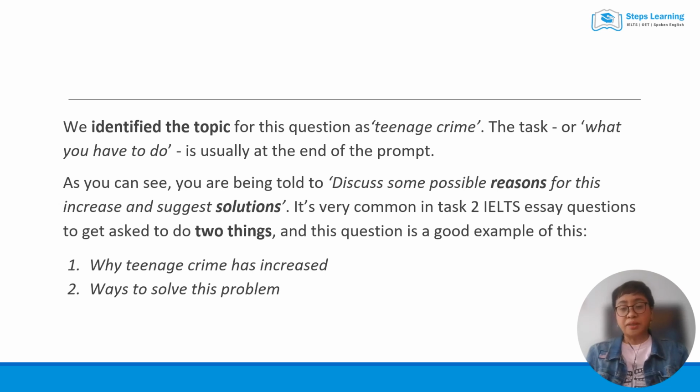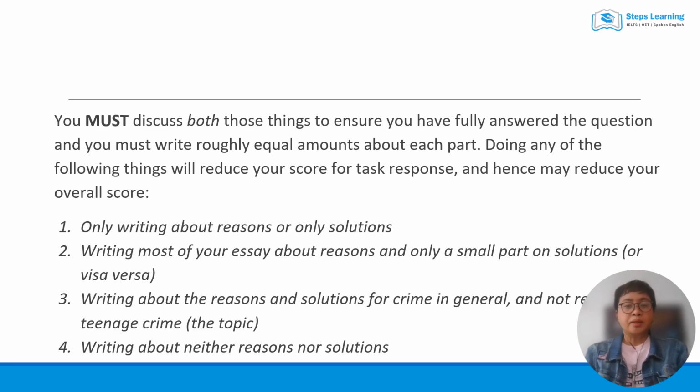It is very common in Task 2 IELTS essay questions to get asked to do two things. And this question is a good example of this. One, why teenage crime has increased, and two, ways to solve this problem. Now, you must discuss both those things to ensure you have fully answered the question, and you must write roughly equal amounts about each part.